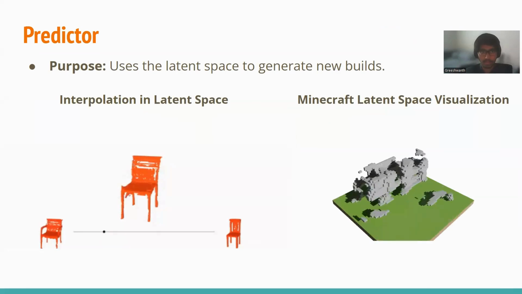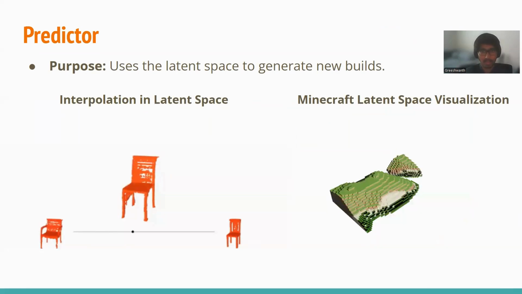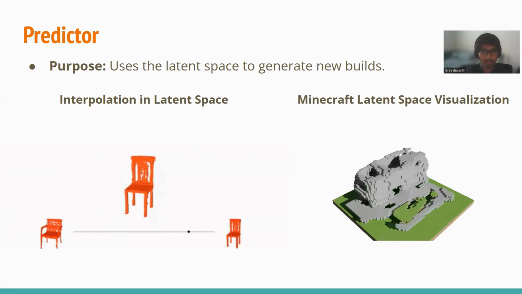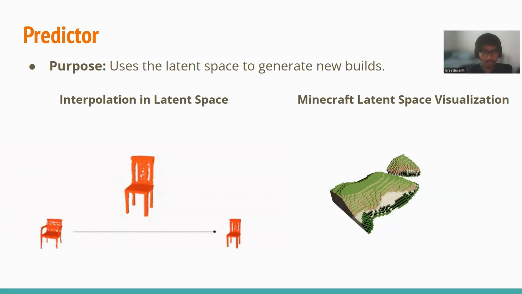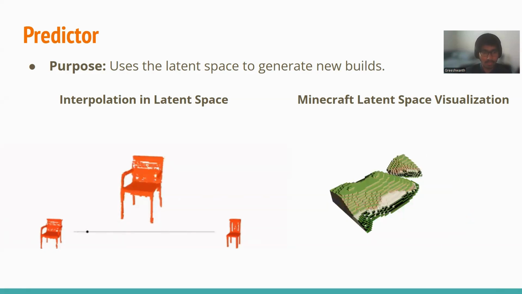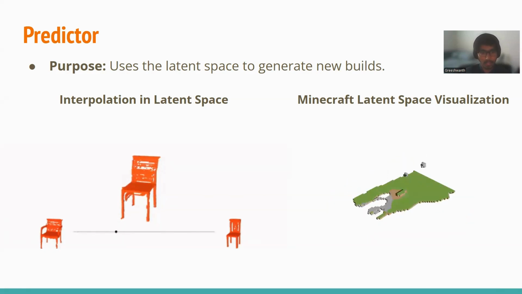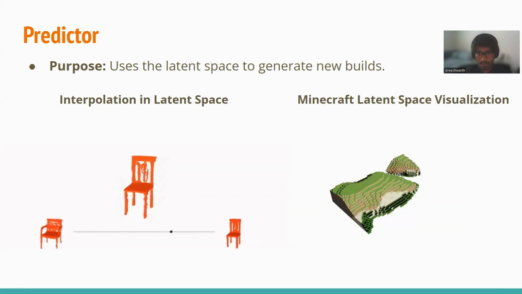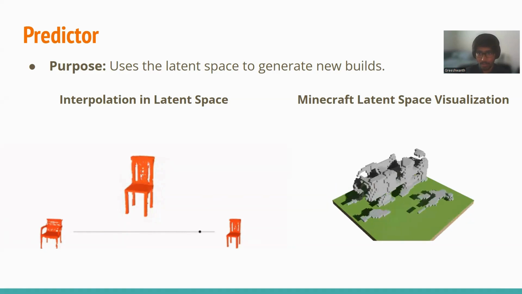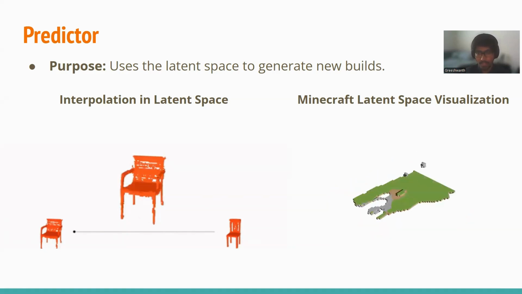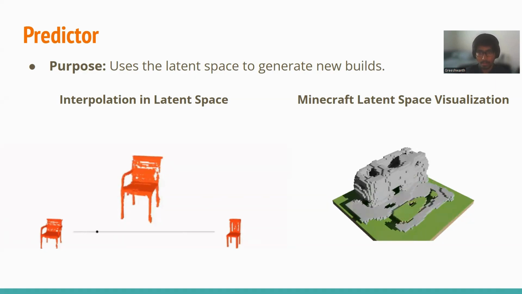So the purpose of the predictor is to use that latent space to generate the new build. In the picture on the left, you can see there are two different types of chairs, a chair with arms and a chair without. We start with the chair with arms, and as we transition along that line, we can see the new generations. It's more visual in the Minecraft implementation. We start off with an island, and it's turning into a mansion, and every single frame in the GIF that you can see is a new build that the model generates.